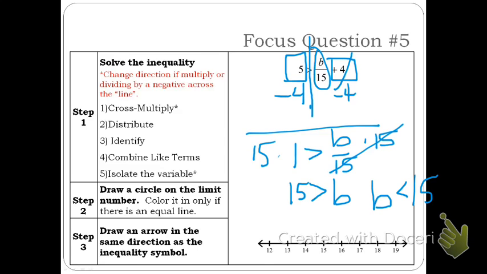Plot your endpoint. So I make the circle at the 15. I notice that it's only greater than or less than, but not equal to, so I do not color it in. And my direction is pointing to the left, so I need to point my arrow to the left.